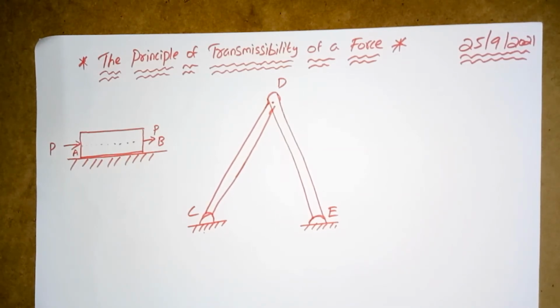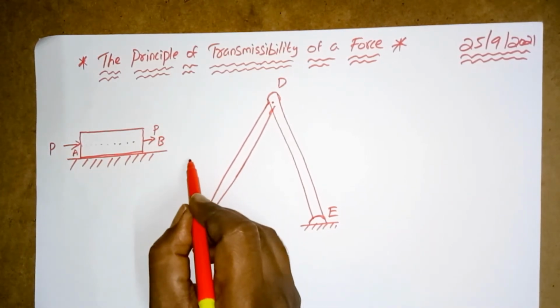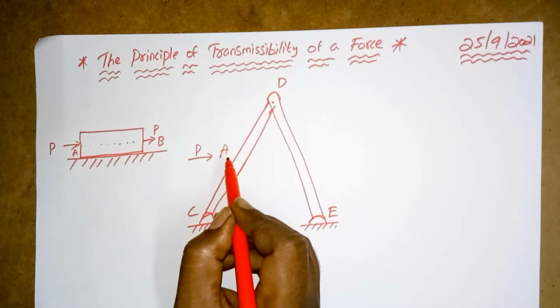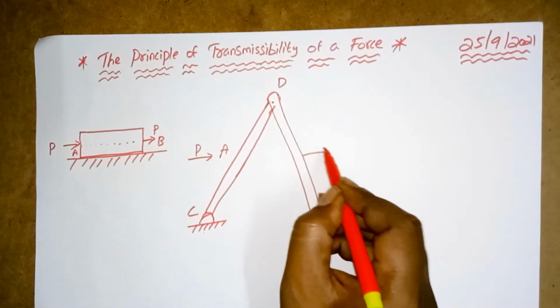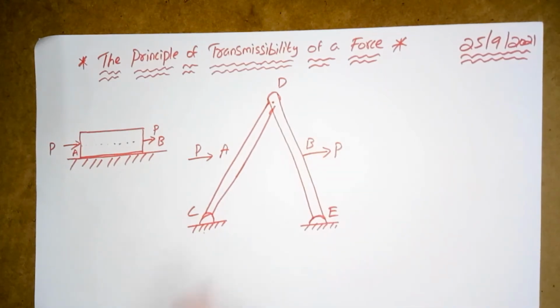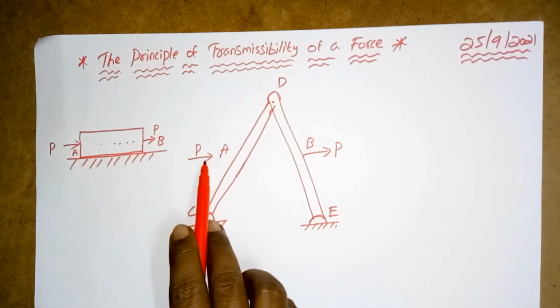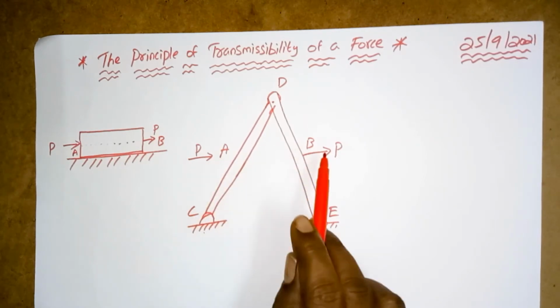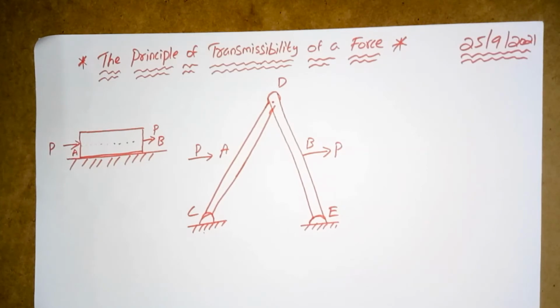In this case, since we do not have a single rigid body, the external reactions and the internal effects will be different if P is applied first at A and then at B. So in this diagram, what we learn from the principle of transmissibility is that the external reactions and the internal effects will be different if P is applied at A and then at B. This is how we have to understand the principle of transmissibility.